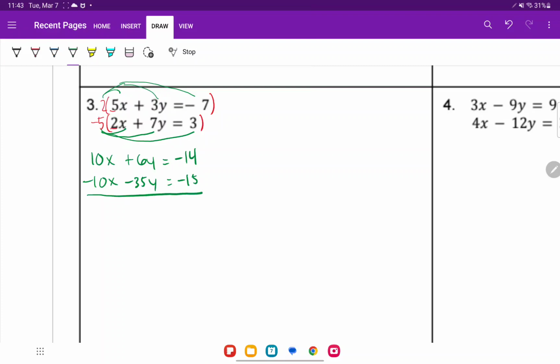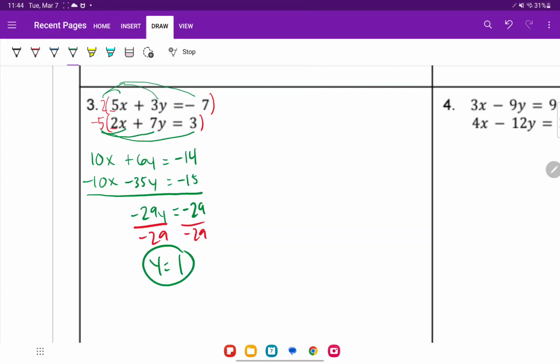Now we're going to combine our like terms. So 10x minus 10x is 0. 6y minus 35y is negative 29y equals negative 14 minus 15 is negative 29. Divide both sides by negative 29. And then we get y is equal to positive 1.